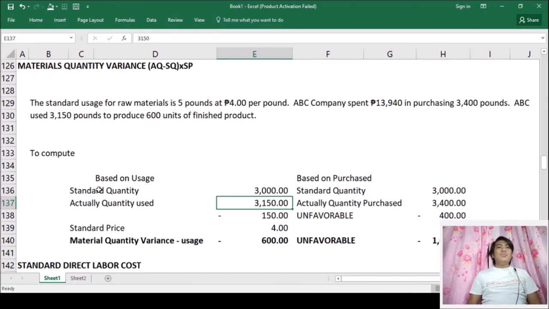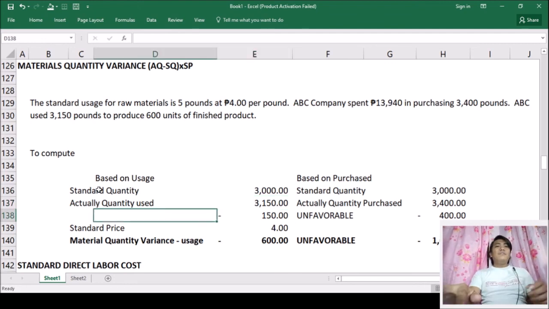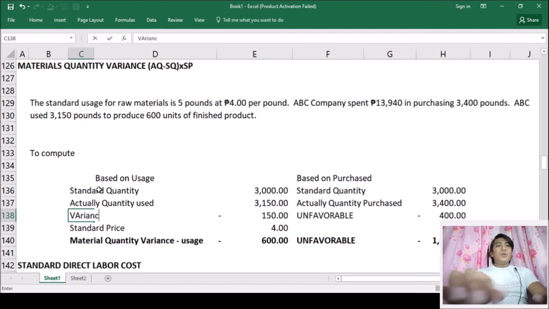The difference between the standard quantity and the actual quantity is what we call the variance already. But that is the quantity variance. It is called a variance already.